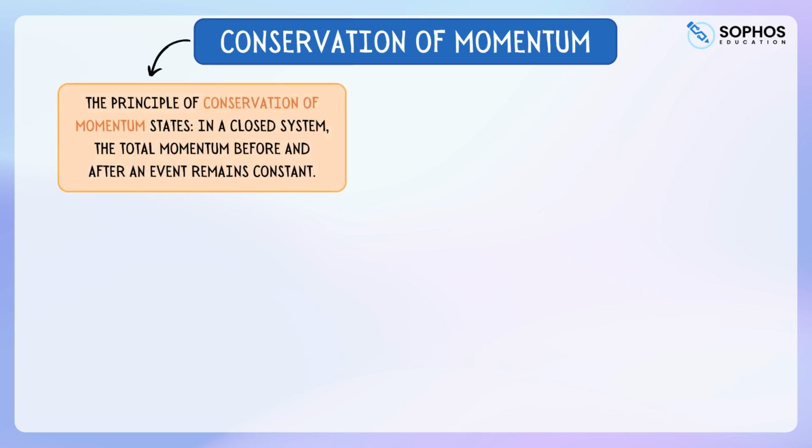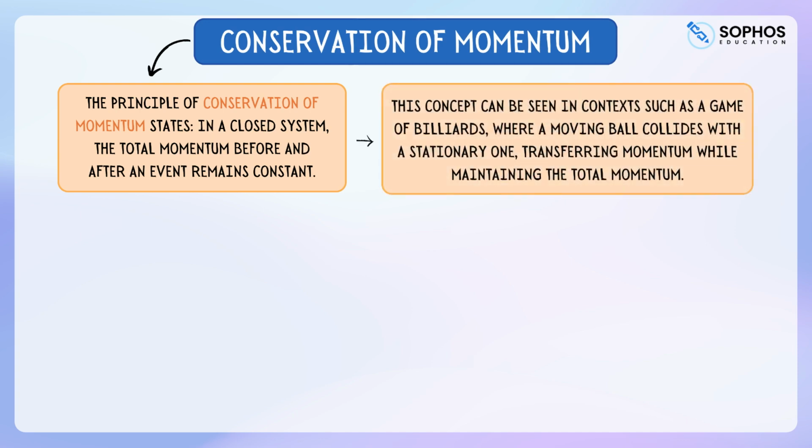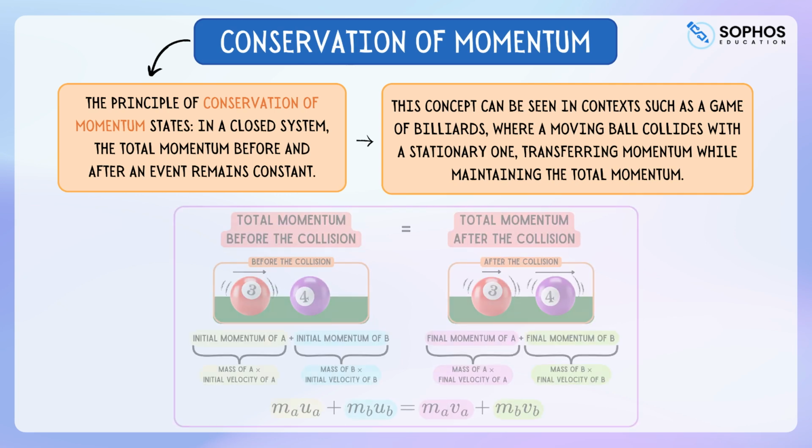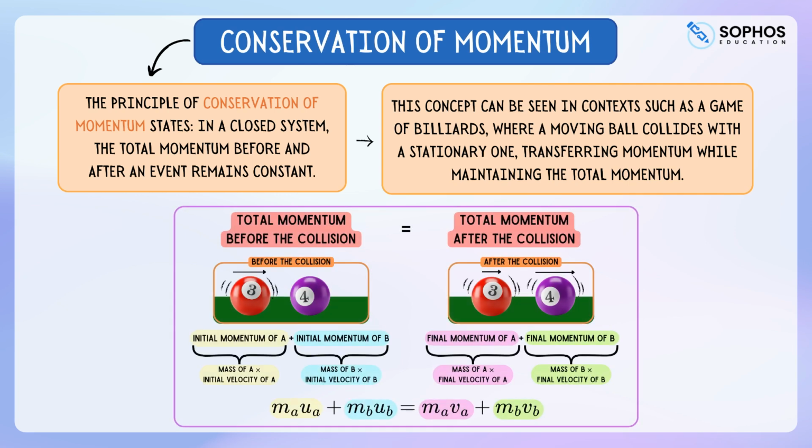Great work! That's the end of our lesson. Let's quickly recap. Today, we delved into the principle of conservation of momentum, where we learned that in a closed system, the total momentum before and after an event remains constant. We explored this concept through examples such as a game of billiards, where a moving ball collides with a stationary one, transferring momentum while maintaining the total momentum. We also explored how this principle can be represented mathematically and used it to solve problems.